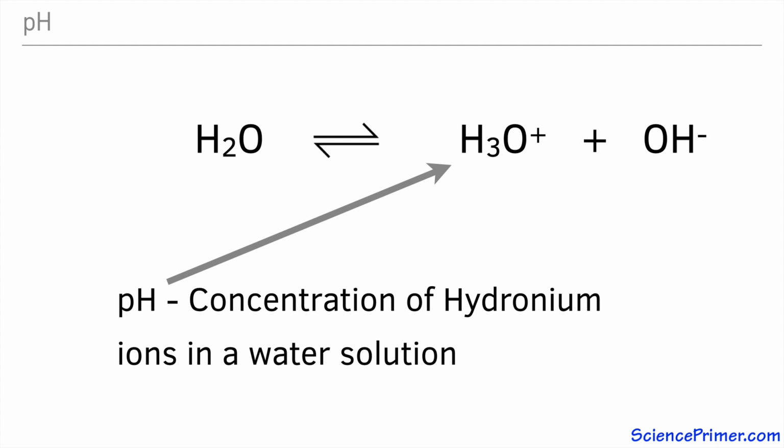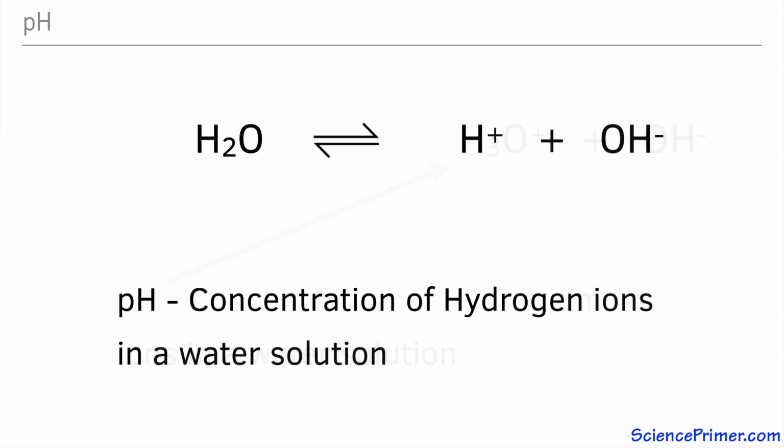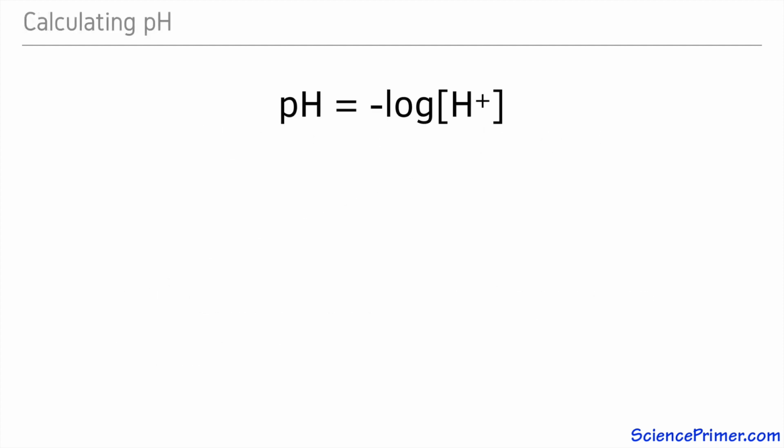The equilibrium reaction is between water, hydronium ions, and hydroxide ions, but for simplicity, the reaction is often written as being between water, hydrogen ions, and hydroxide ions. Hydrogen ion concentrations can vary over many orders of magnitude, so we use a log scale for pH. Mathematically, the pH is calculated as the negative log of the hydrogen ion concentration.